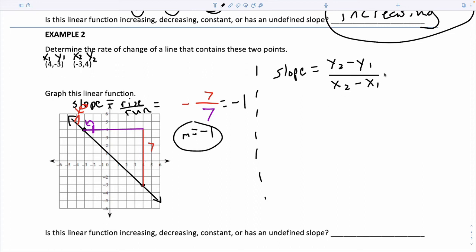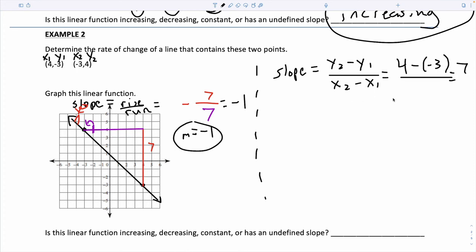y2 is a 4. y1 is a -3. Why did I put -3 in parentheses? Turn and talk to your partner, 20 seconds, go. 5, 4, 3, 2, 1. Why did I put that in parentheses? Peyton, what are your ideas? It's a double negative, so it has to be positive. 4 minus a -3 has to show the minus and the negative. So this is going to eventually be +7.